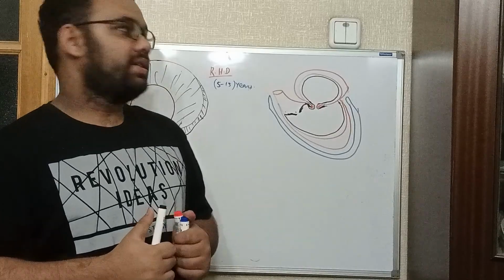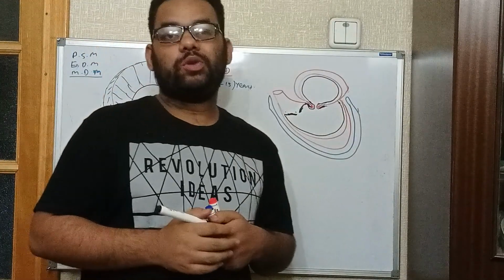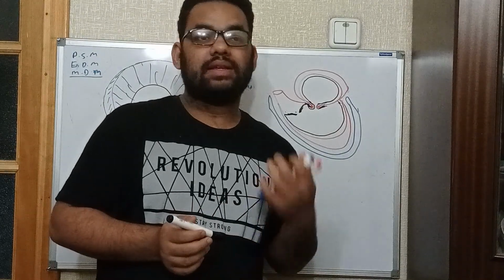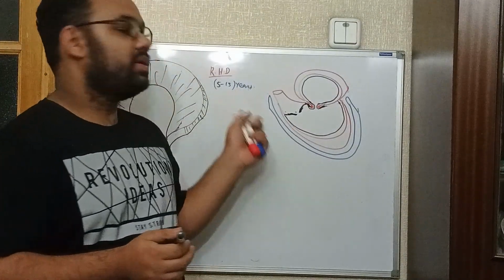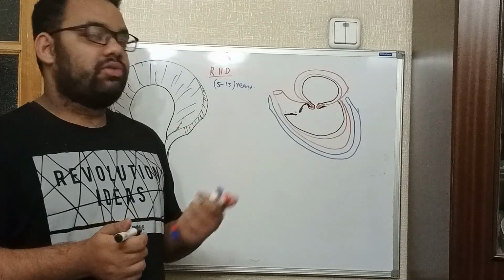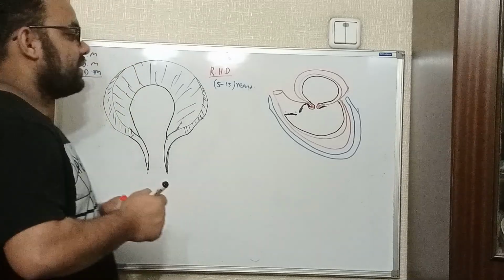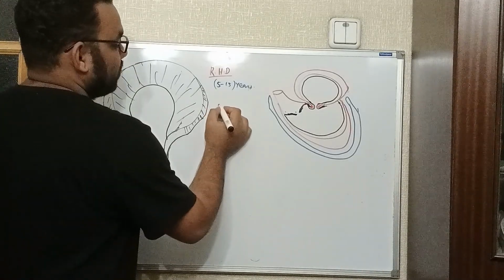Before understanding rheumatic heart disease, let's have a concept of rheumatic fever. So what is rheumatic fever? Rheumatic fever is basically seen in pediatric cases, from 5 to 15 years old. It is caused by a very familiar bacteria, the beta hemolyticus streptococcal Lancefield group A.